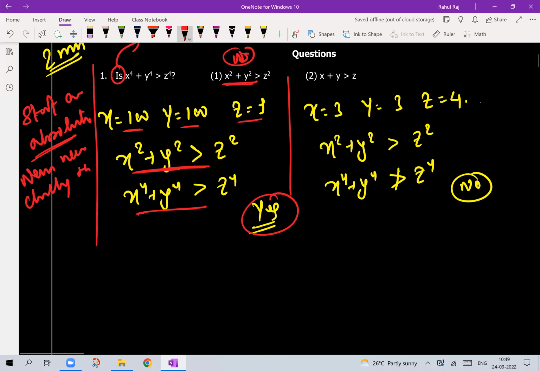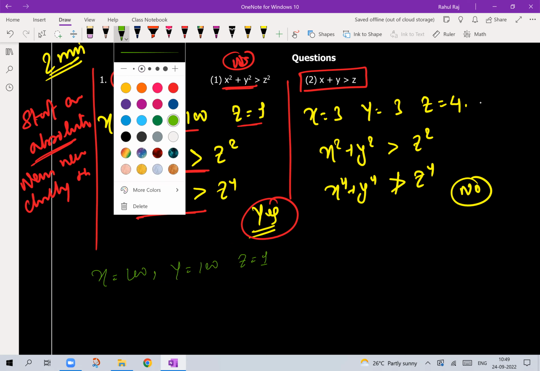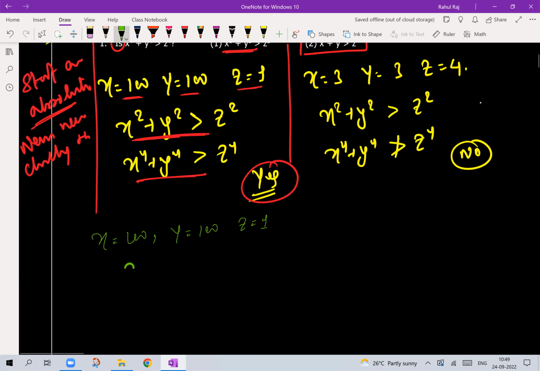Perfect. So option number 2 now. Now this is a simple one again. When I have got to know that option number 1 is not sufficient, my simple job in option number 2 is also to create a yes and no situation. Imagine if I take x is equal to 100, y is equal to 100, z is equal to 1. Can I say for all these numbers, x plus y is greater than z, and does my question suffice, x to the power 4 plus y to the power 4 is greater than z to the power 4? I have a yes situation.